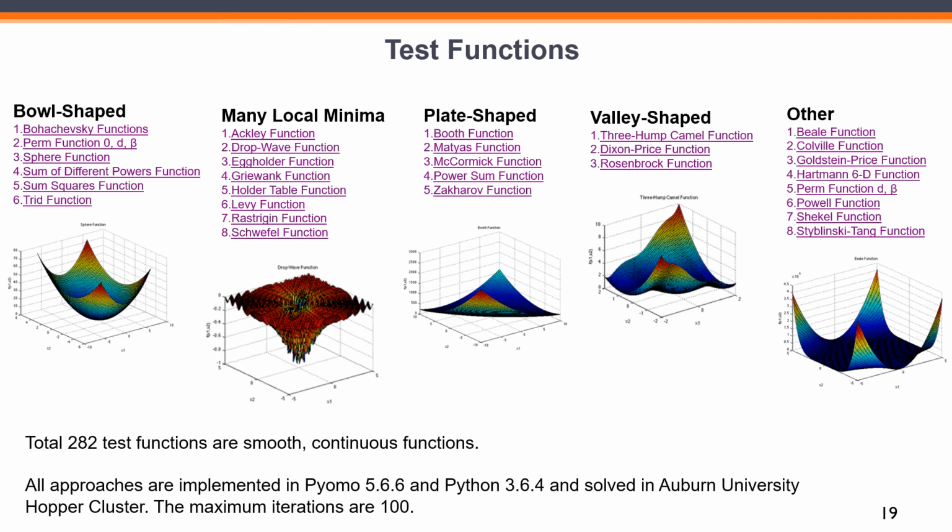We apply the 20 different frameworks to test functions from 5 different categories with different function shapes: bowl-shaped, mainly local minimum, plate-shaped, valley-shaped, and other functions. And the total 282 test functions are smooth continuous functions. All approaches are implemented in Pyomo and Python and solved on the Auburn University Hopper cluster. The maximum iterations are 100.